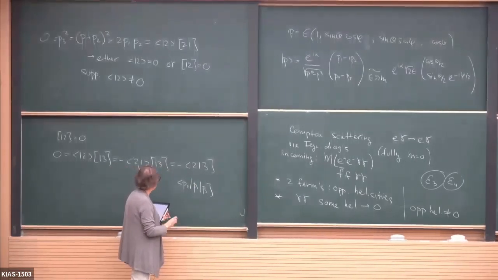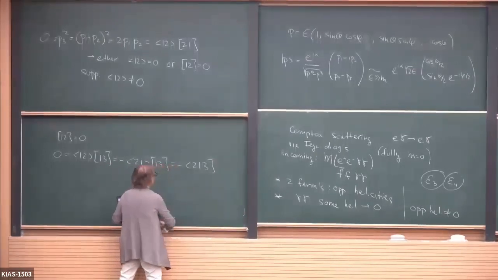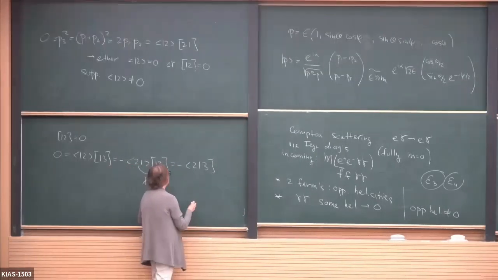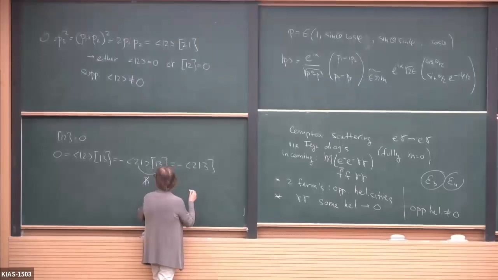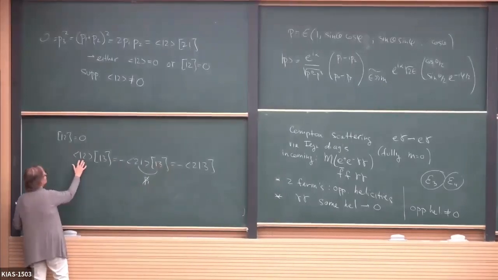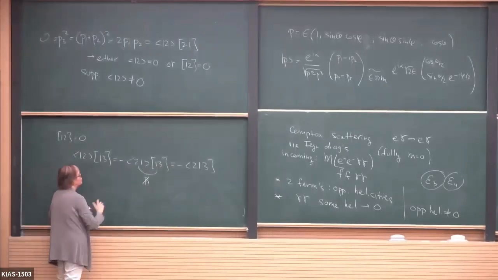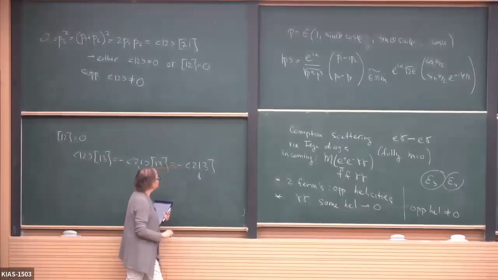Now what do I want to do? Now I can say, let's use momentum conservation. Is that what I wanted to do? Yeah, okay. So why did I want to do this? I'm sorry, I didn't have a 0 here, right? I said that ⟨1 2⟩ is non-zero. So we're just doing this manipulation. Now I can use momentum conservation.